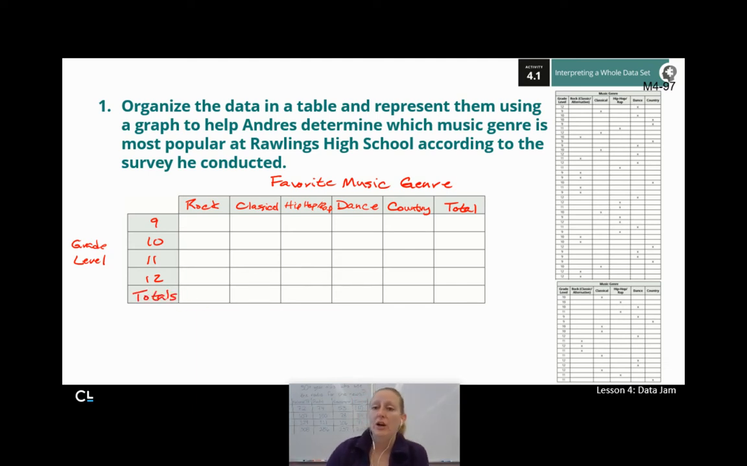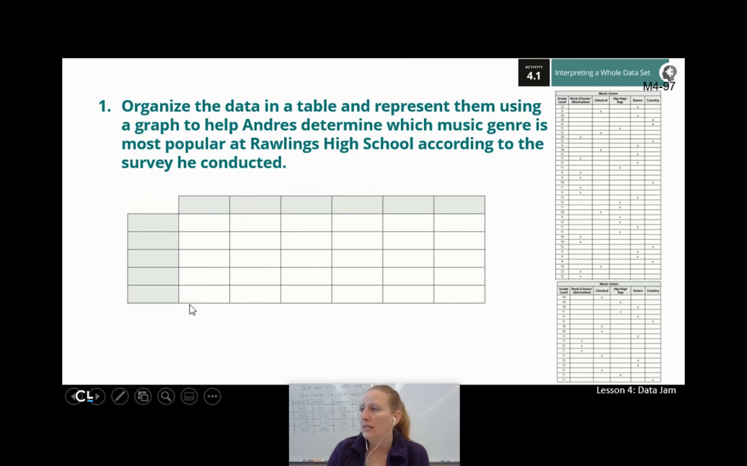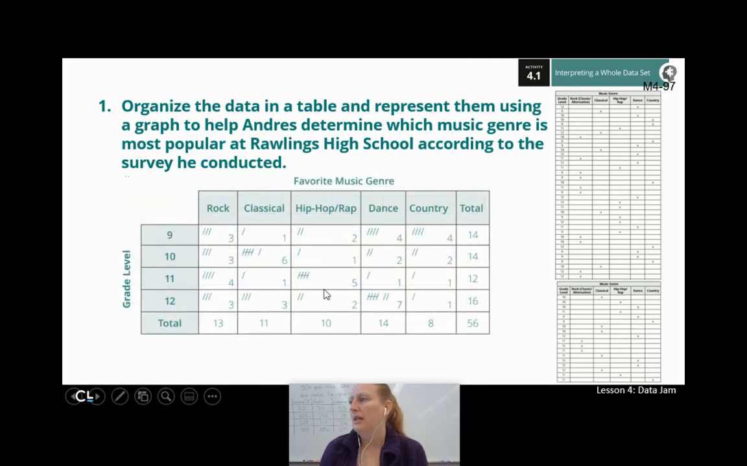So at this point, I hope you went through. I hope you made all the tally marks. I hope you add. And then, of course, these should add up to this guy, or these guys should add up to this guy. I'm not going to go through the process here because I presume you already did that. I am, however, going to erase this and bring this up.